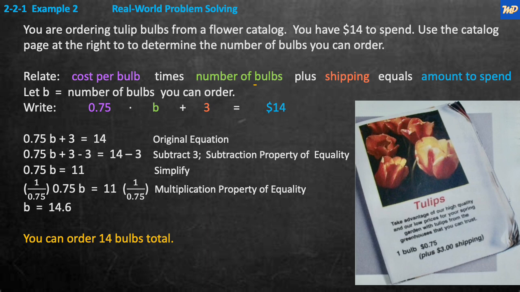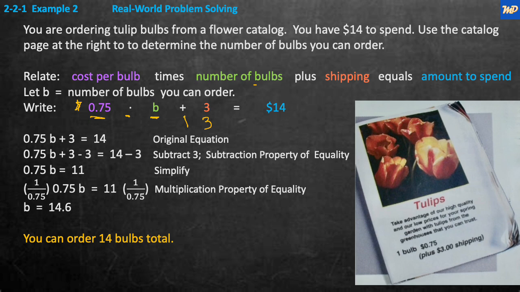And now we're going to write this equation in numbers and variables. So the cost per bulb, 75 cents. I could put a dollar sign right there. 0.75 times the number of bulbs, B, plus $3 for shipping. And all of that cannot be greater than 14, because that's all you have according to this problem. It says you're ordering the bulbs, so all you have is $14.